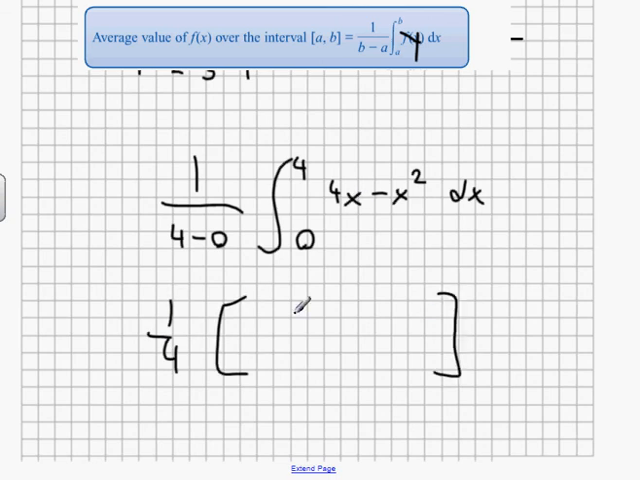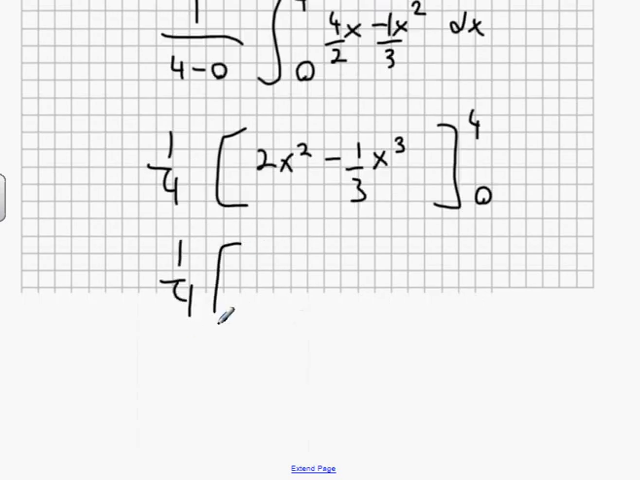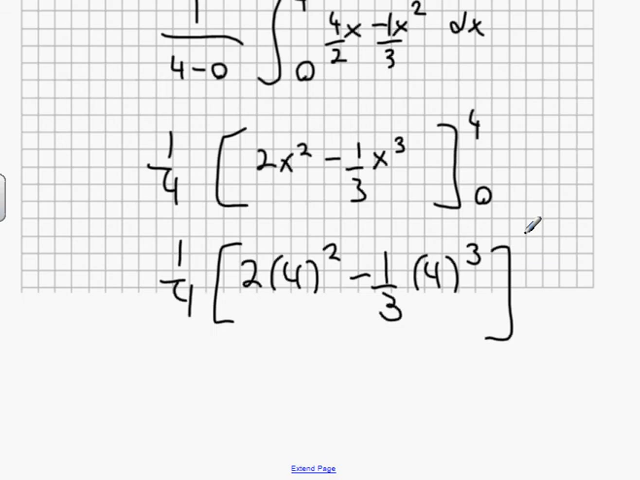Then integrate this. 4x is going to be x squared, divide the 4 by the new power, so it's 2x squared. There's a minus 1x squared there. The new power is x cubed, divide the old coefficient by 3, so minus 1 over 3. And that's from 0 to 4. Then it's going to be a quarter of 2 times 4 squared minus 1/3 times 4 cubed. And the second one's just going to be 0 because there's x's in both of them, which means that 0 is substituted in twice, so it doesn't count.